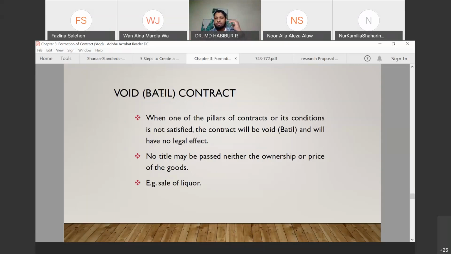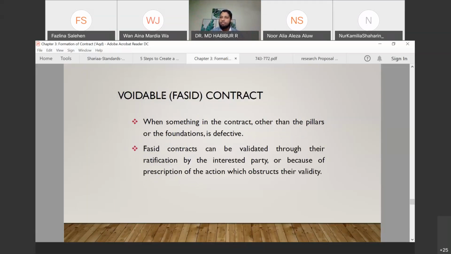So let's say if somehow a Muslim purchases wine from another Muslim, then it is a batil contract. So he doesn't need to accept the contract. He doesn't need to receive the wine, and he doesn't need to make the payment. It has no legal outcome, no legal effect. The contract is batil, right? However, for Hanafi, there is a middle position, fasid.